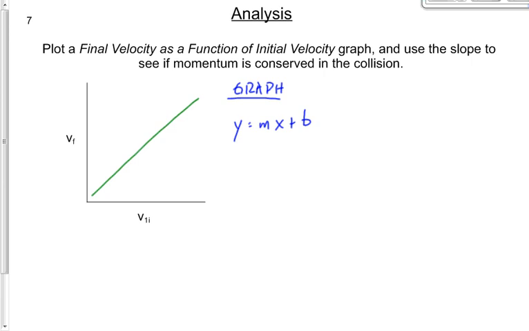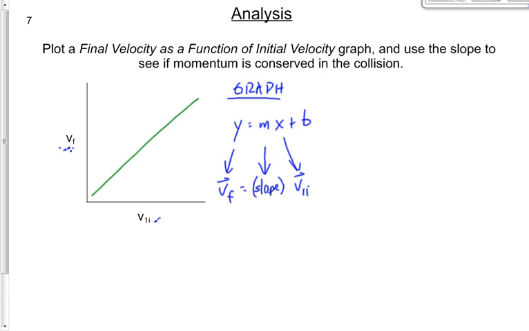Now what we want to do here is replace y with whatever appears on our y-axis. That's VF. M, I don't want to use the term M. That's slope, right? I don't want to use the variable M here because I might get that mixed up with mass. So I'm going to change that slope into literally the word slope, just so I don't get it mixed up with mass. X is going to be whatever appears on my x-axis, which is V1 initial.